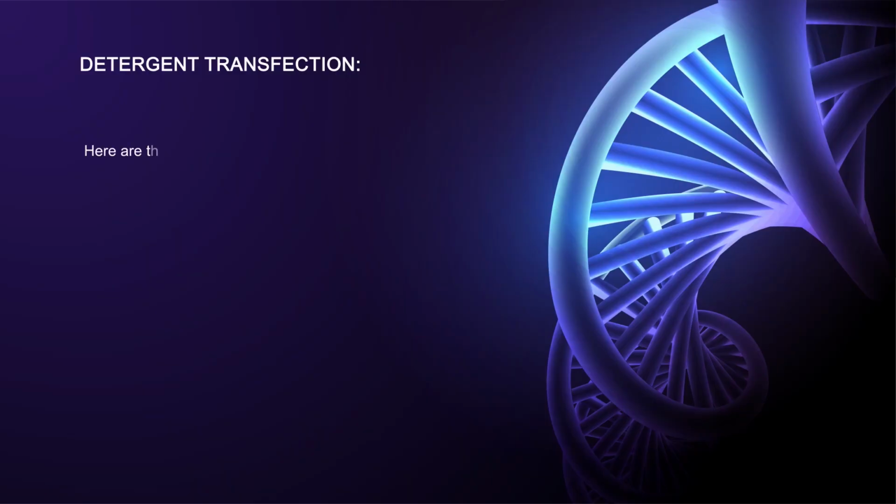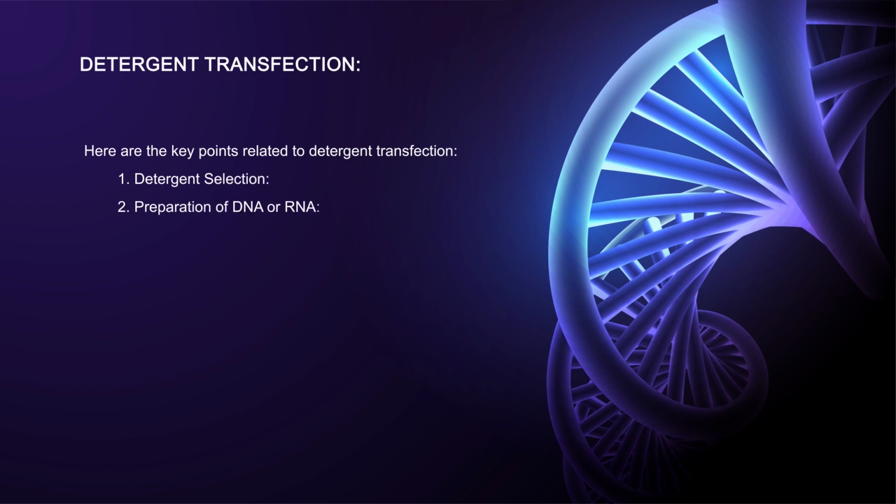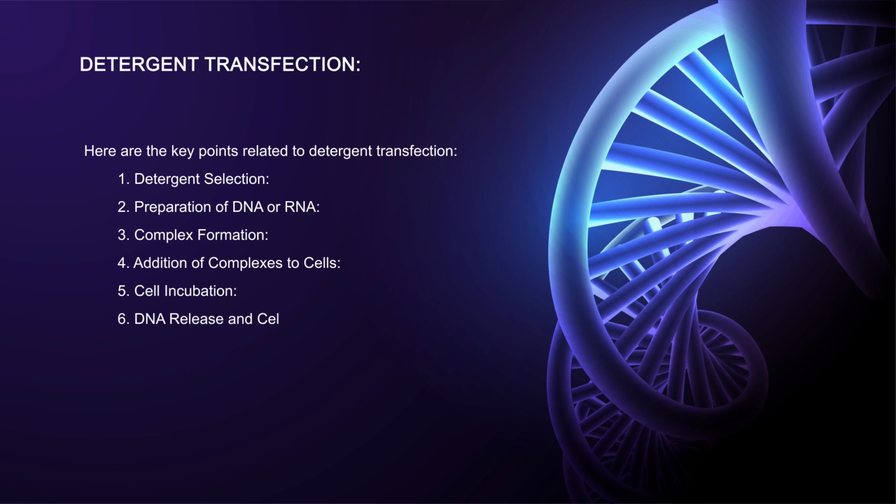First, we have to select the detergent very carefully to start this process. Different detergents can be used for transfection, such as digitonin or Triton X-100. The choice of detergent depends on the specific cell type and transfection requirements. Digitonin is a mild detergent that forms transient pores in the cell membrane, allowing DNA or RNA to enter the cells, while Triton X-100 is more potent and can permeabilize the cell membrane more extensively.